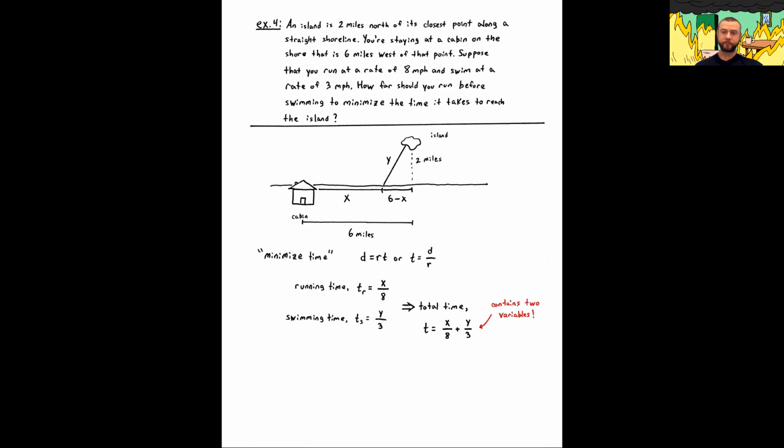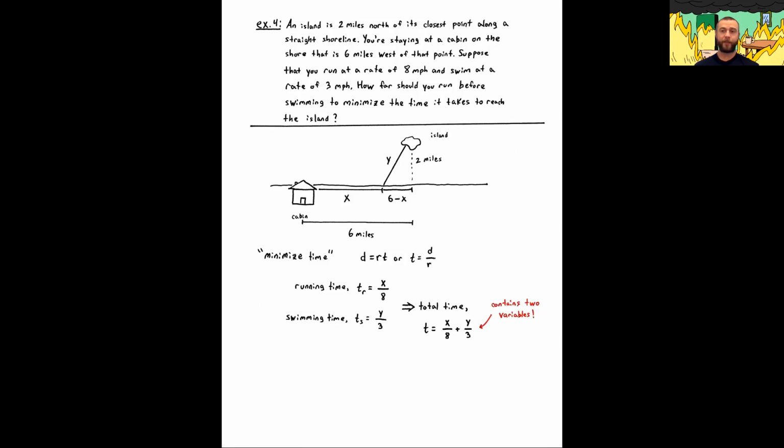If we apply that, we have our rate for running, which is 8 miles per hour. We run an unknown x miles, so we get this time here, x divided by 8. We apply that again for the part where we're swimming. We swim at 3 miles per hour for our rate, and then we swim a distance, still unknown, of y miles. We add those two results together. That is basically our formula, function, or equation, but again, it contains two variables.